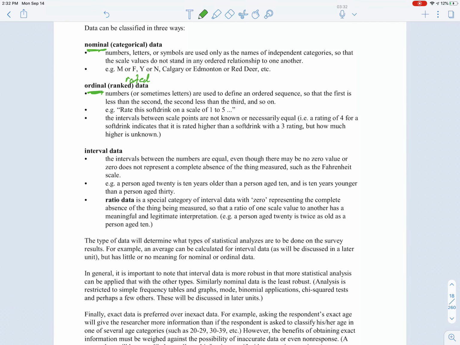The important thing to note about ratings is that we know that a 5 is better than a 4, which is better than a 3, a 2, and a 1, and so on, but we don't know how much better. Let me give you an example. Let's think of a movie which probably most people have seen.